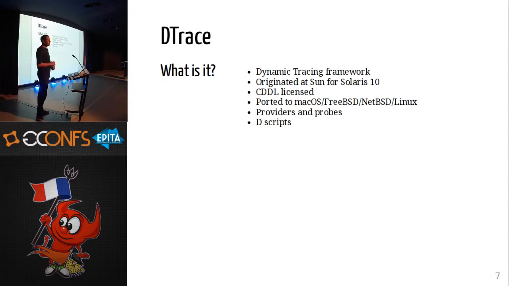So DTrace works with providers and probes, which I'll show a bit more about in the next slide. But I also want to mention D, the language D, which allows for writing scripts. Of course, the main way of interacting with DTrace is by writing D expressions on the command line. And Brendan Gregg wrote the DTrace toolkit, which is a very comprehensive set of scripts, all using DTrace, but providing top or IO snoop-like functionality.